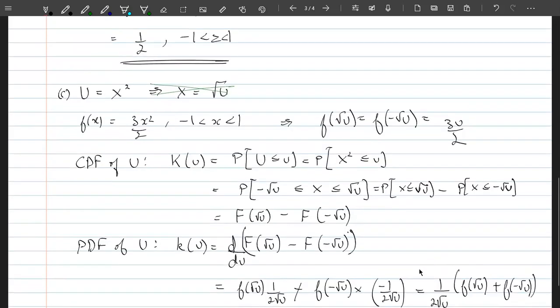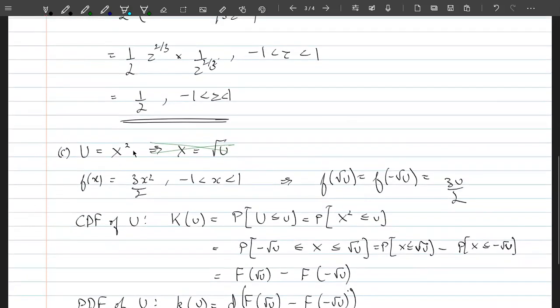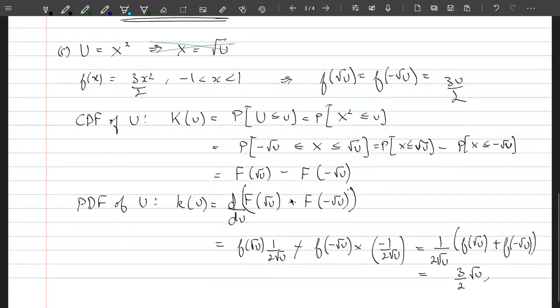where if u is equal to x square and x is between minus 1 and 1, u is between 0 and 1. So this is the PDF in this case.